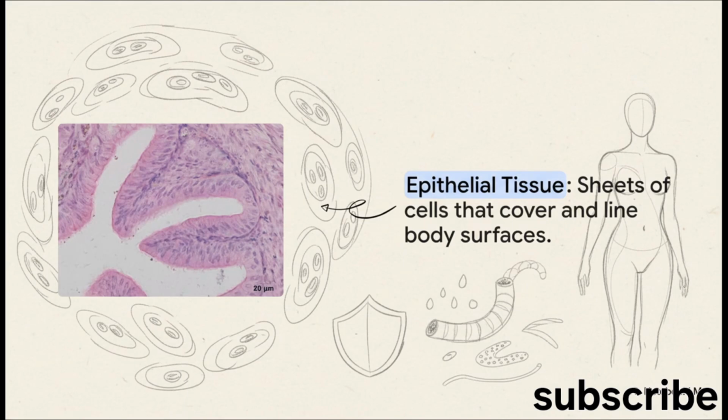First on the list is epithelial tissue. This is basically the body's covering and lining. It's the surface of your skin, and it also lines the inside of things like your stomach and your lungs. These cells are packed together really tightly to form a protective barrier.